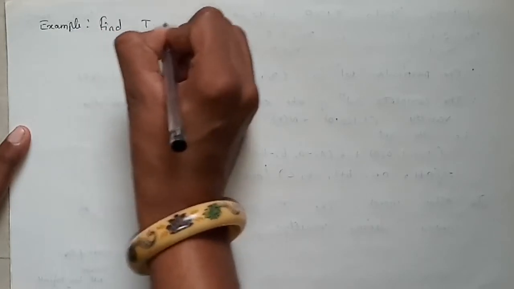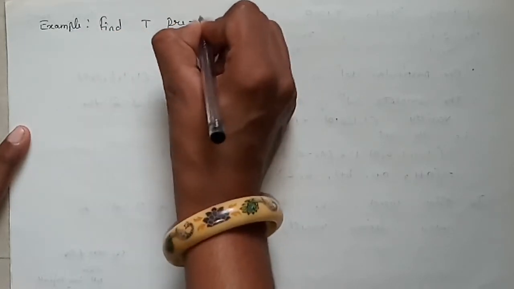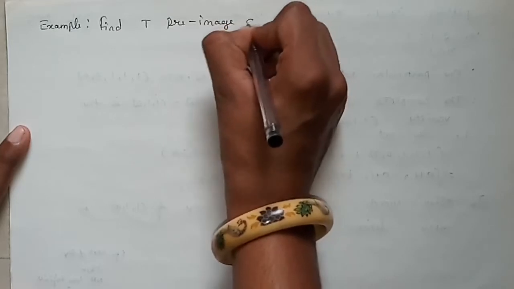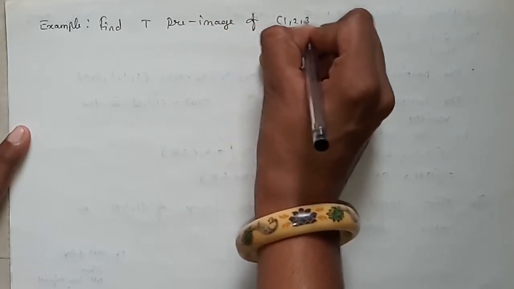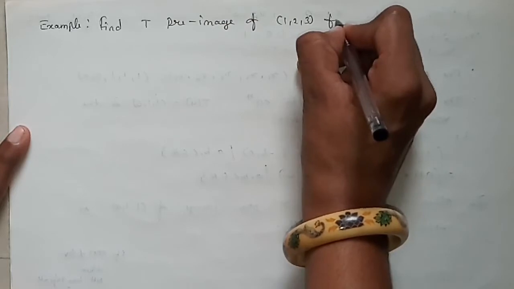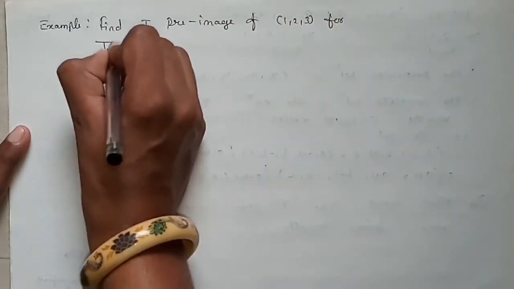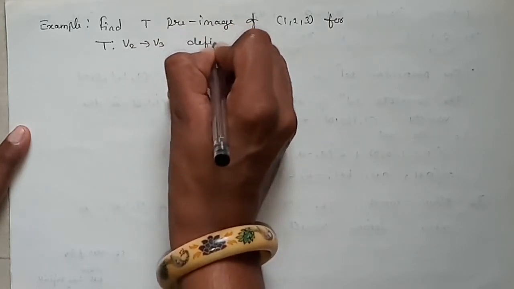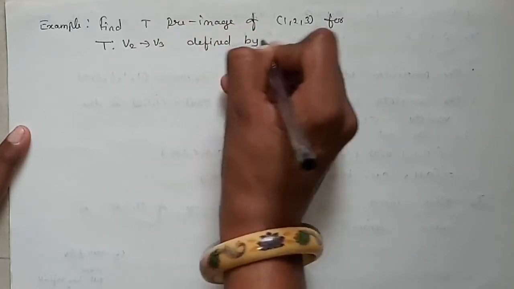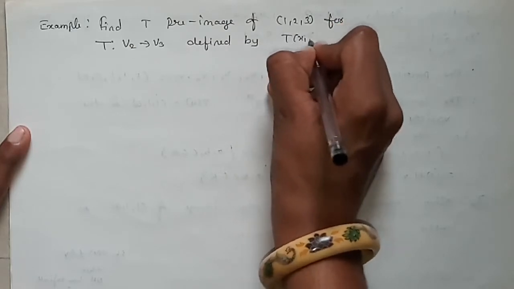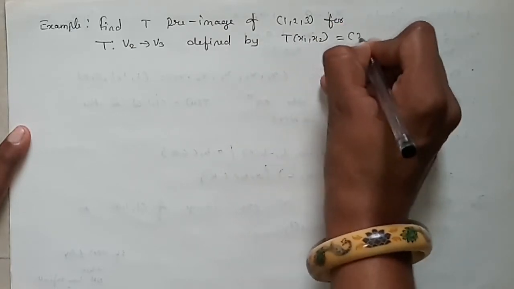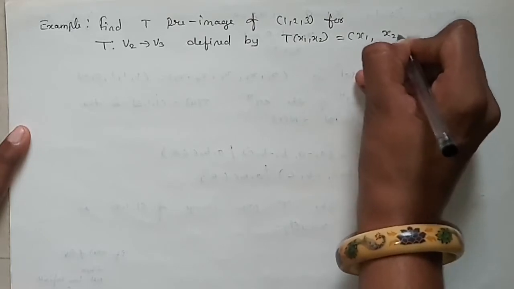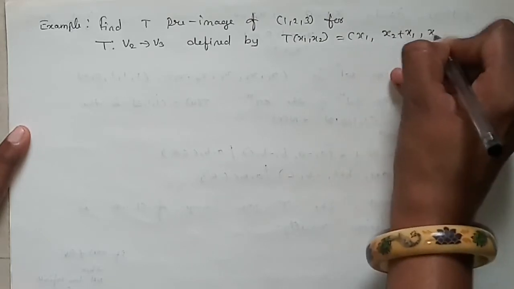Example: find T pre-image of (1, 2, 3) for T, a mapping from V2 to V3 defined by T(x1, x2) = (x1 + x2, x1, x2).